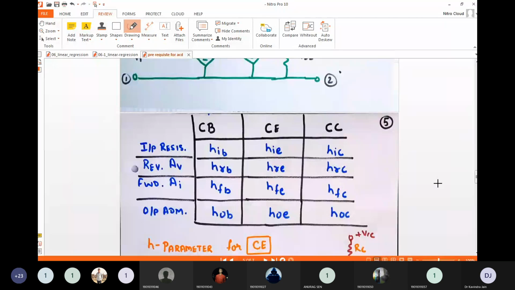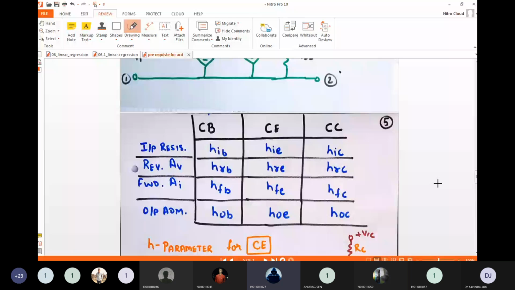Okay, dear students, I hope that in my next lecture you would be able to share with me your screen to show me the basic configuration of H parameters for all the three configurations, that is CB, CE and CC. I hope I am audible and clear. Yes, sir.